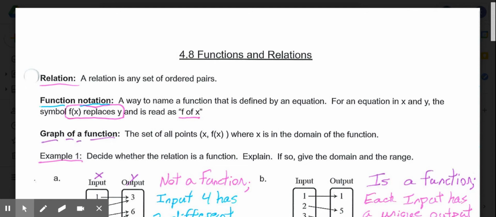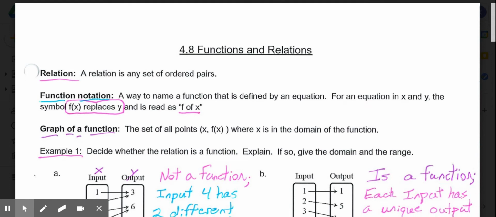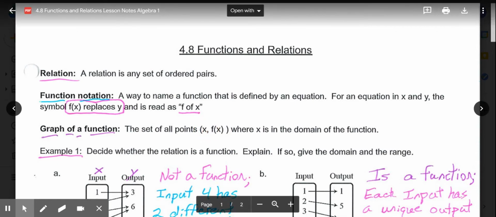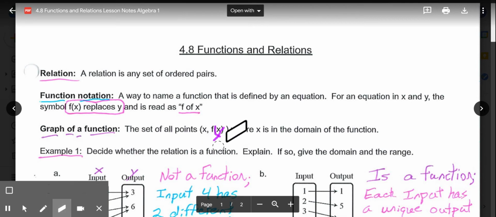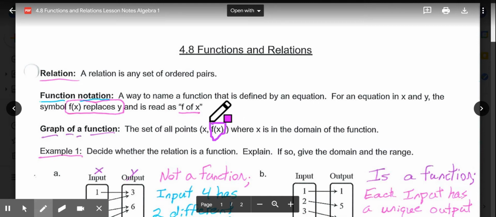Then the graph of a function. The graph of a function is all the points x comma f of x, where x is the domain of a function. But remember, the f of x piece here is the same as y. So really, the graph of all the points, x comma y, our input comma output, where x is the domain of the function. So then we know that the f of x piece right here would be the range of the function, or our y values.